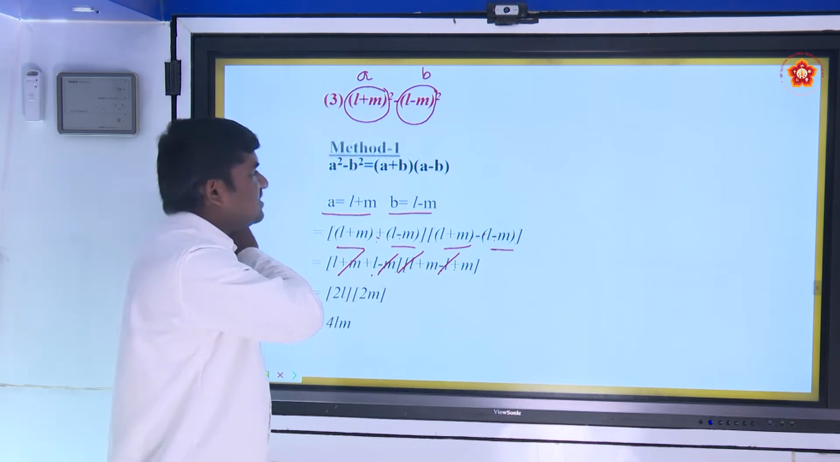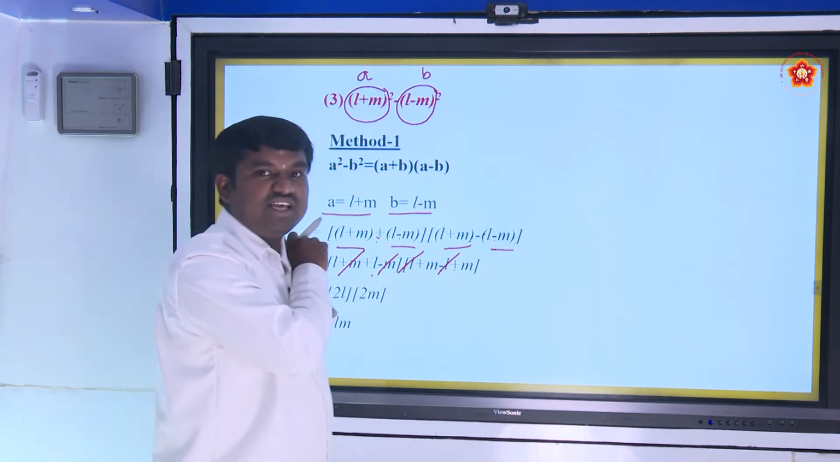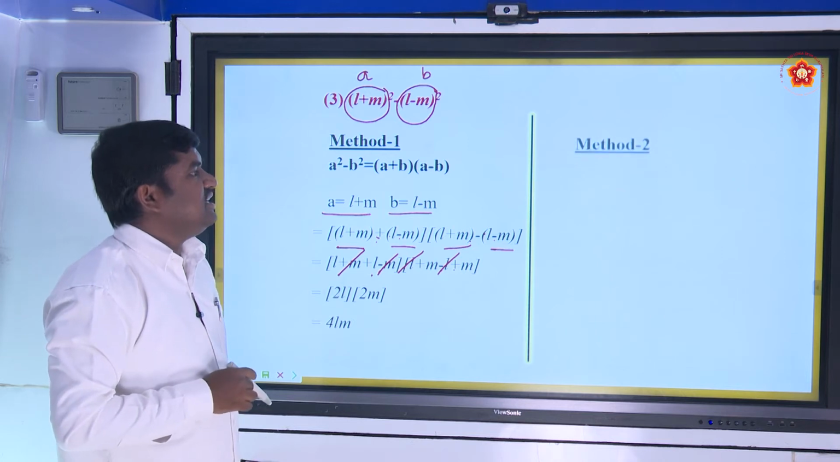So this is the first method. Another method is also there to solve this. Yes, method 2.